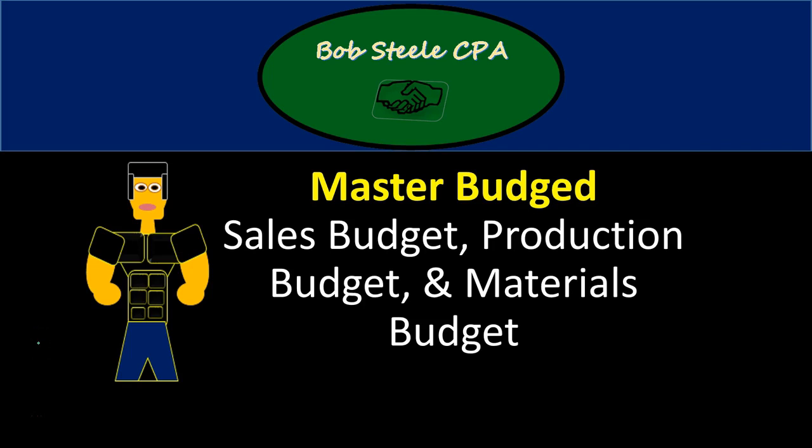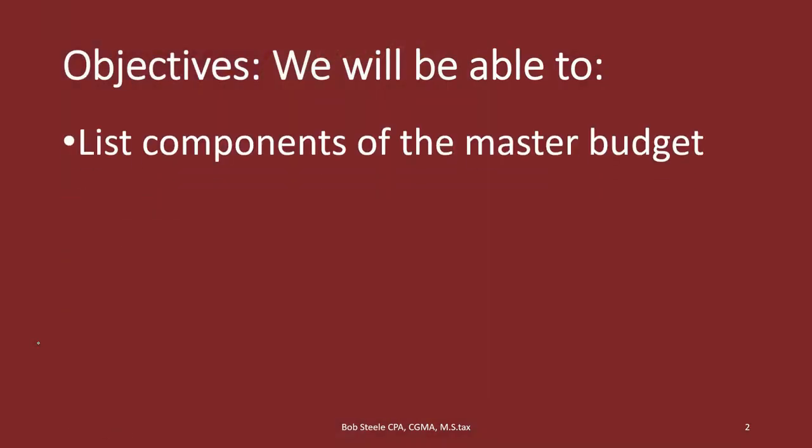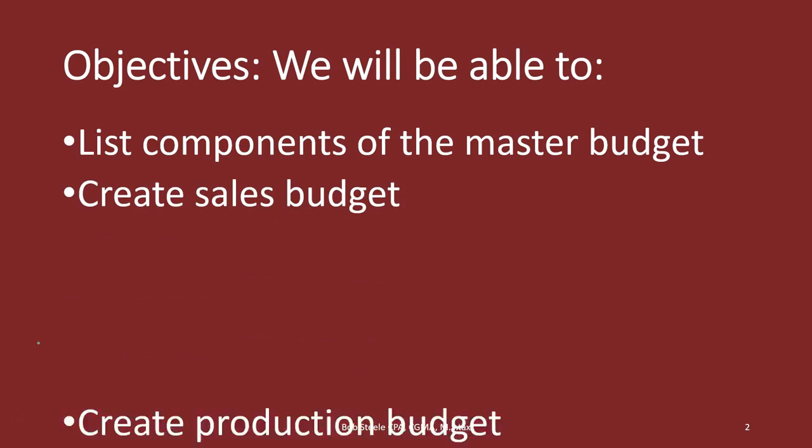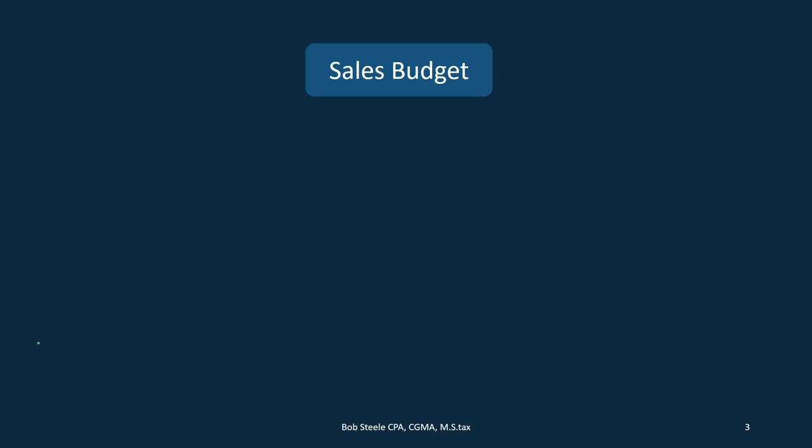Hello, in this lecture we're going to talk about the master budget. We're going to go through the sales budget, the production budget, and the materials budget. At the end of this, we will be able to list the components of the master budget, create the sales budget, create the production budget, and create the materials budget. So we're going to start off, we just want to look at the list and the activities that go through the master budget for a production company, a company that produces things.